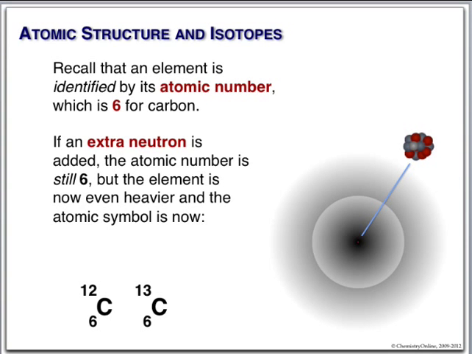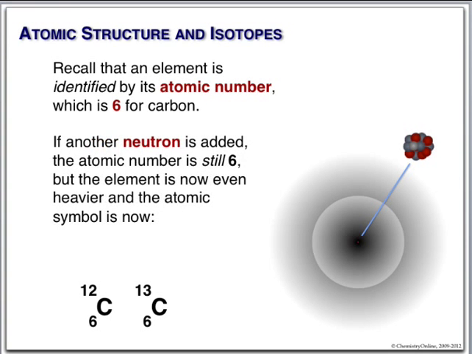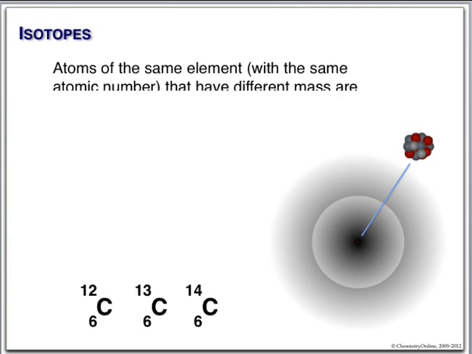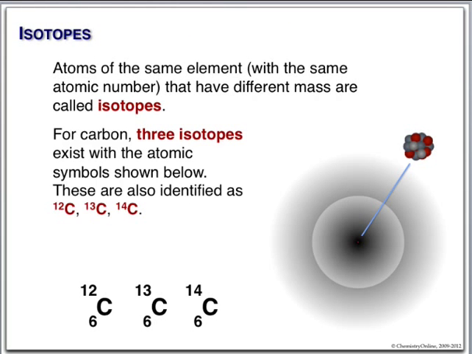With carbon, we can do this again. And now we have 6 protons, and we have 8 neutrons. This is carbon-14. This is what's referred to as isotopes. Isotopes have different masses, but they have the same number of protons. Carbon-12 is the most common. This is the one that we see all the time.